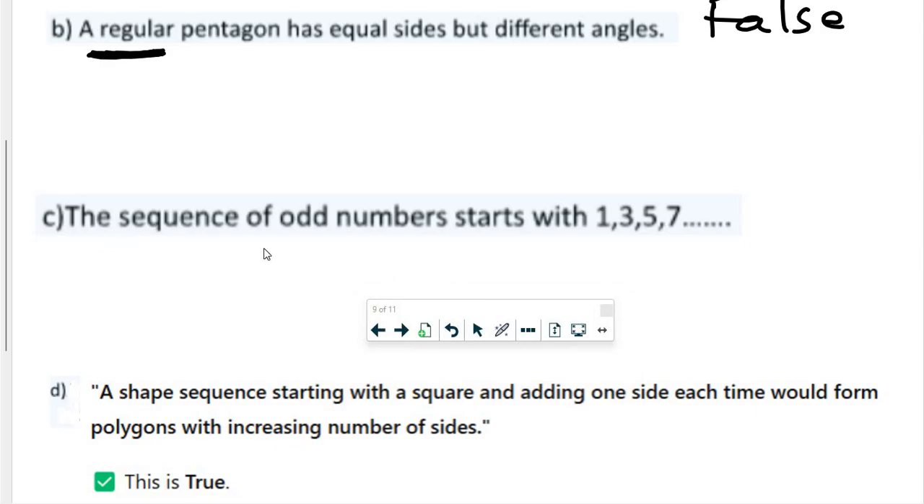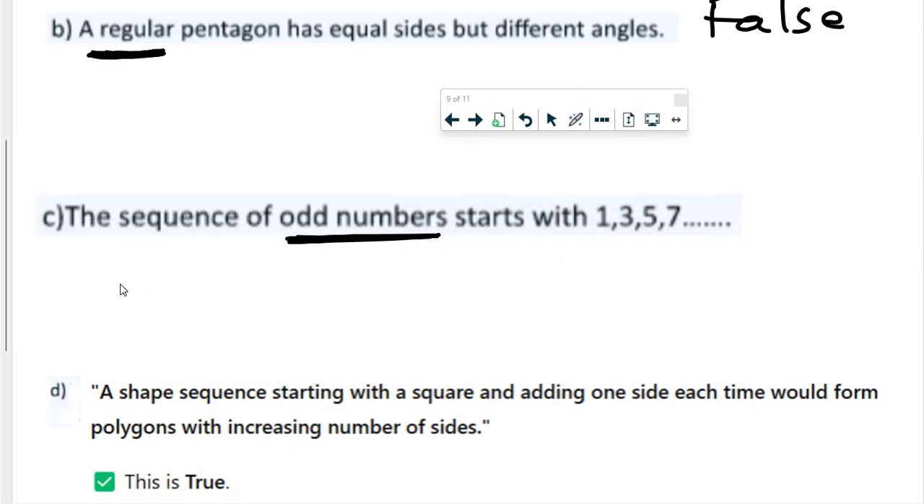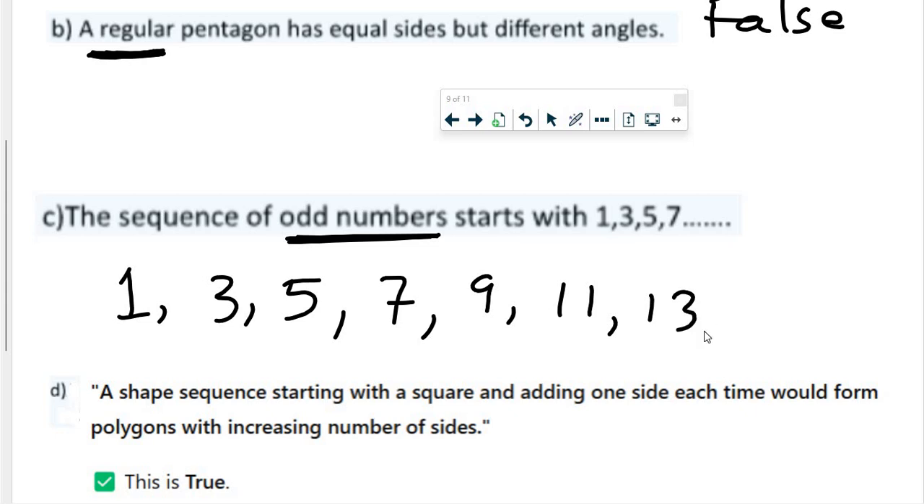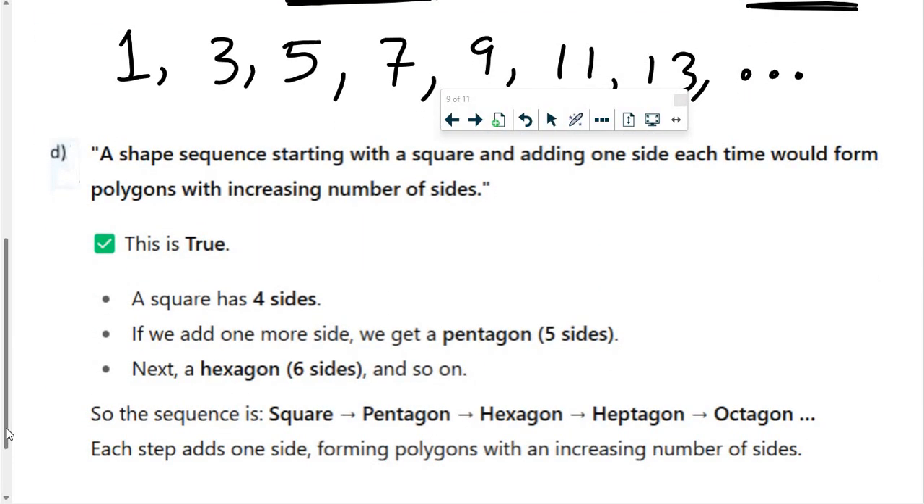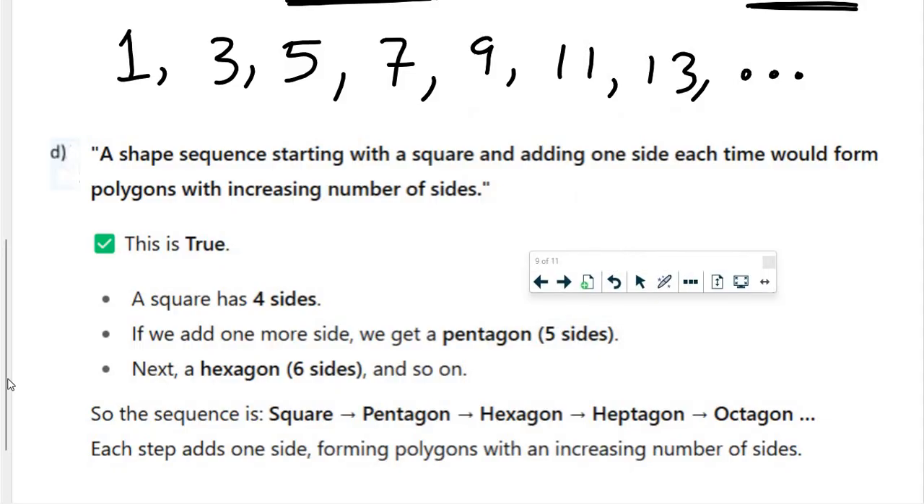The next question. The sequence of odd numbers. What are the odd numbers? You have to know them. 1, 3, 5, 7. It's like adding 2, adding 2, adding 2, 9, 11, 13. These are odd numbers. You have to know them. Now the sequence of odd numbers starts with 1, 3, 5, 7. That is true. The next question.